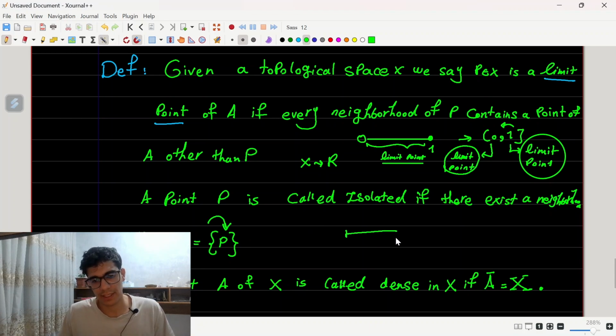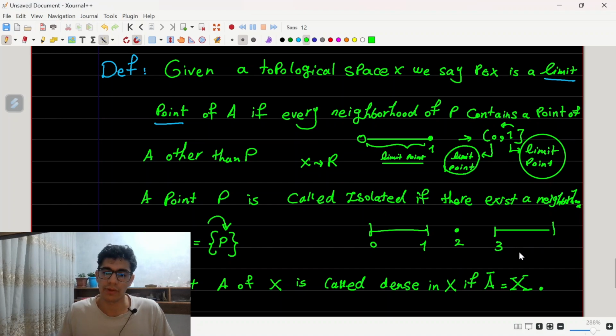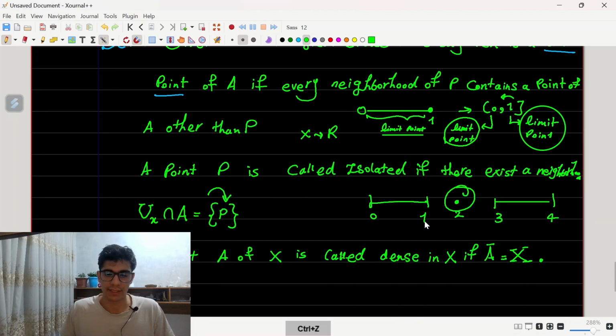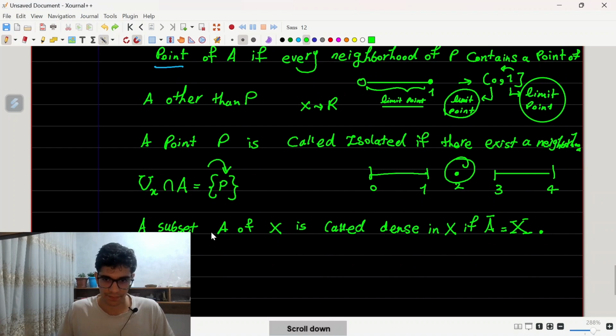Well, for this, I can give you this example. Take this interval 0 to 1, then there's a point 2, and then there is 3 to 4. Well, 2 is an isolated point. As you can see, around it there is only one point which intersects with our set, which is 2 itself. Now, there is another definition called dense. A subset A of X is called dense in X if A bar equals the whole of X.